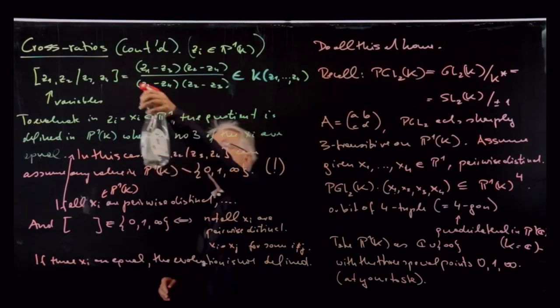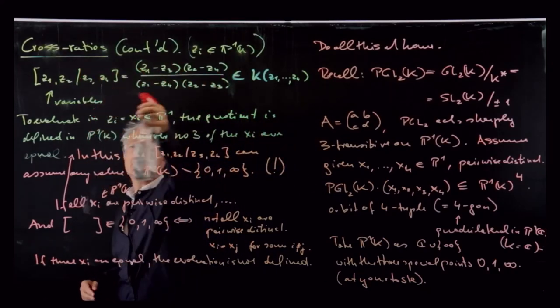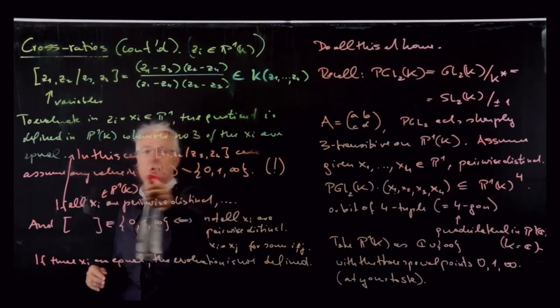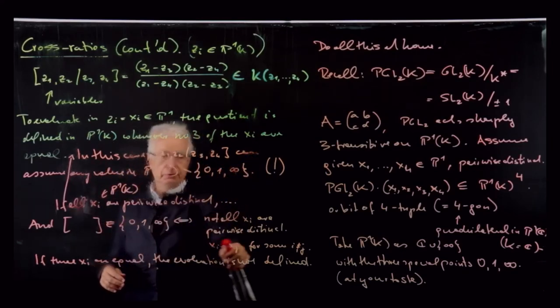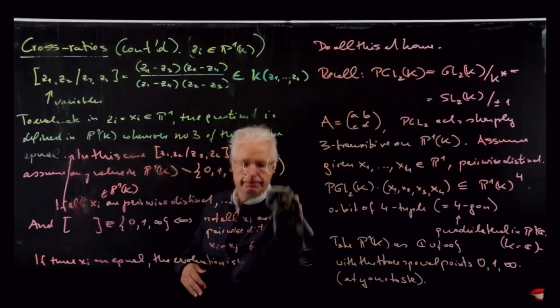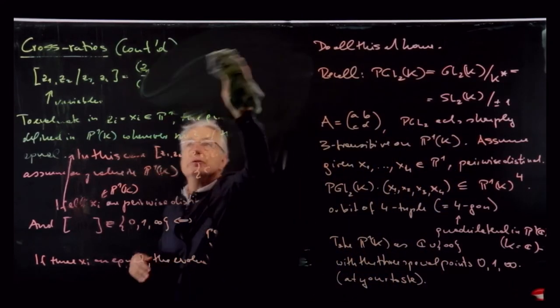So now you will see a little bit how the whole machine with cross ratios and the action of PGL2 works. It's really a kind of funny thing.